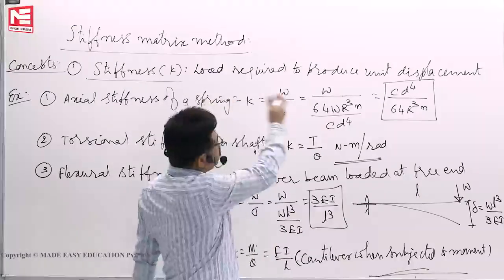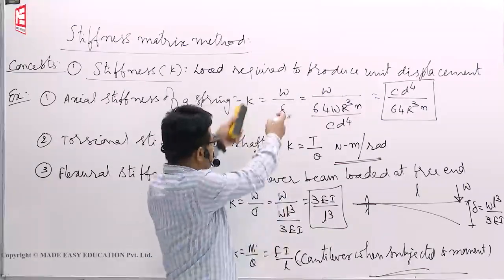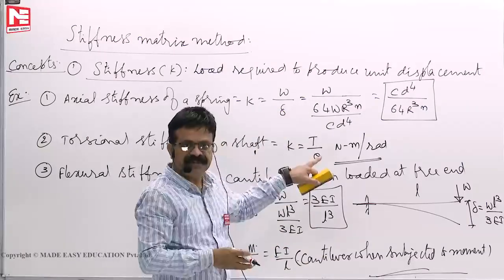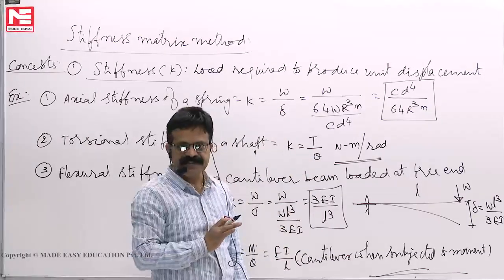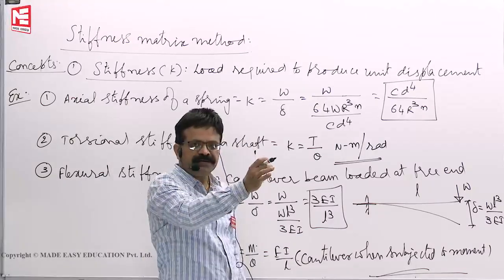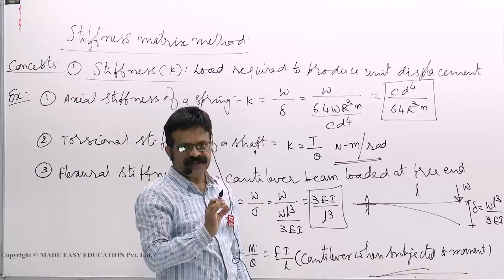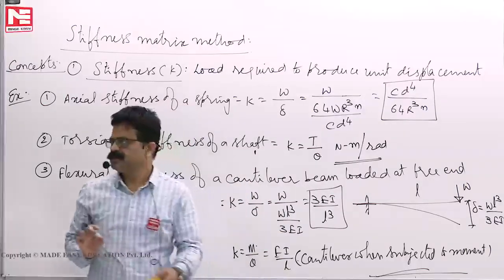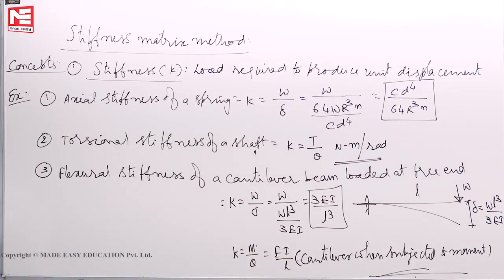Now in the matrix method, instead of writing torsional stiffness, flexural stiffness, you will give numbers to all the possible displacements. Then where you apply load and where you are finding the displacement, accordingly the stiffnesses are defined. So your second point is types of stiffness.